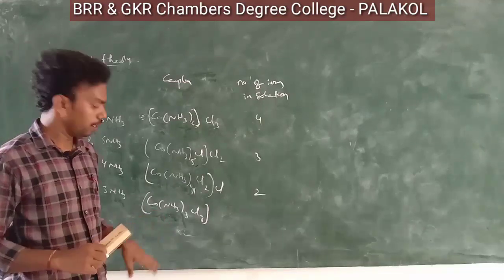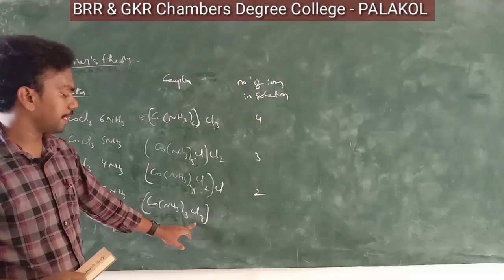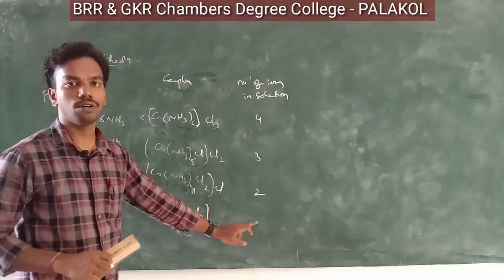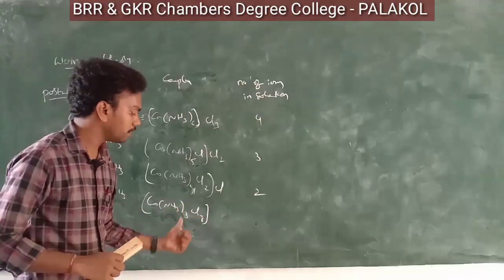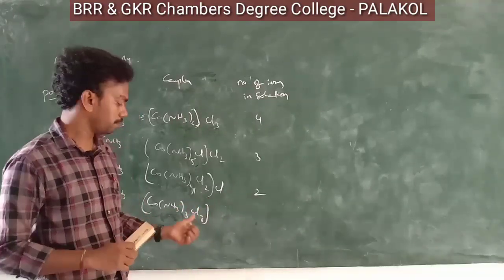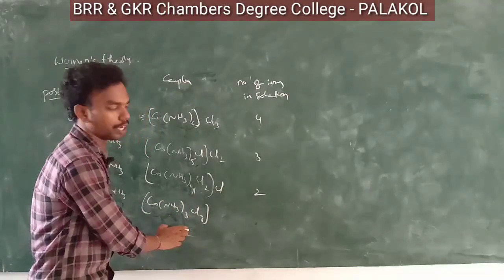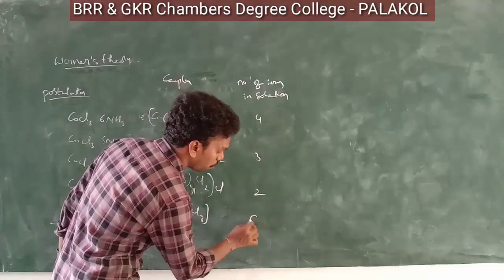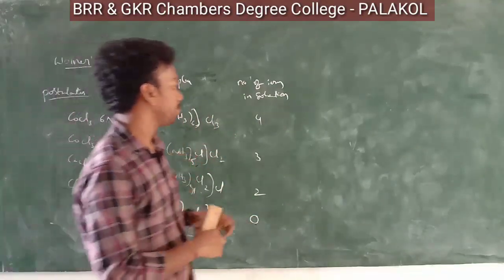Now the last one. How many ions here? Here [Co(NH3)3Cl3]. Is it 1? No. Because here this is not an ion. You do not have any charge over the coordination sphere. So this is a neutral molecule. This is not an ion. So no ions in aqueous solution. So 0 ions.